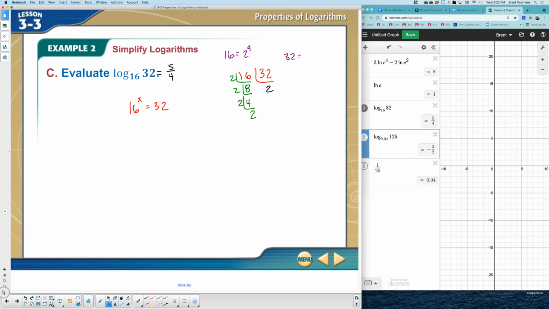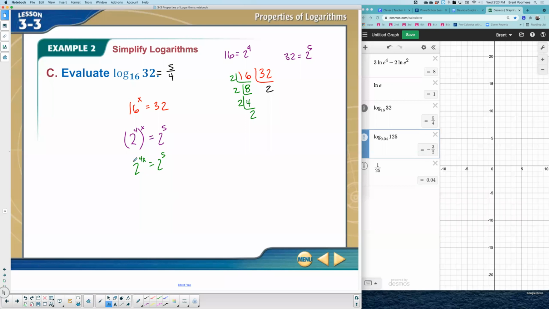32, if we don't remember from earlier, is 2 to the 5th power. This 2 and these 4 2s, 2 to the 5th power. So I have 2 to the 4th raised to the x equals 2 to the 5th power. Power to a power multiplies. So 2 to the 4x equals 2 to the 5th.